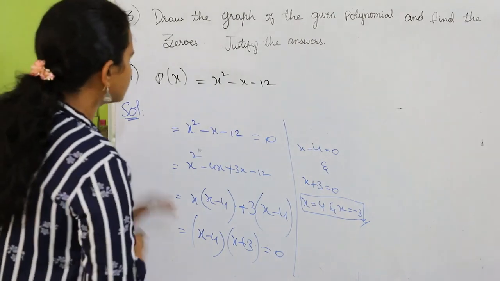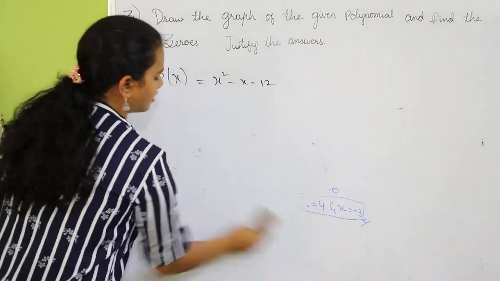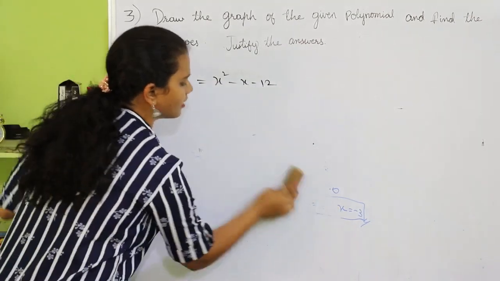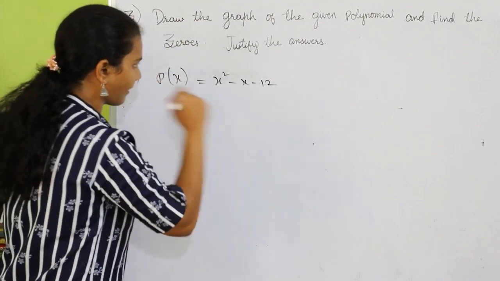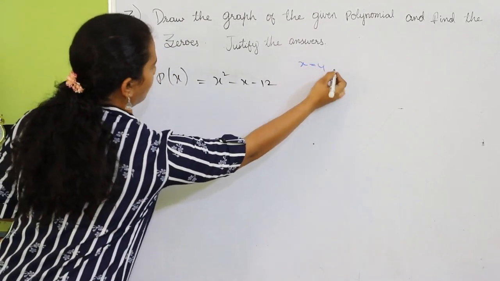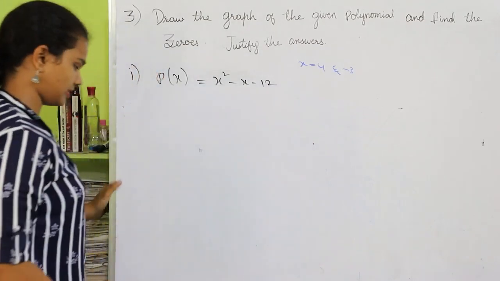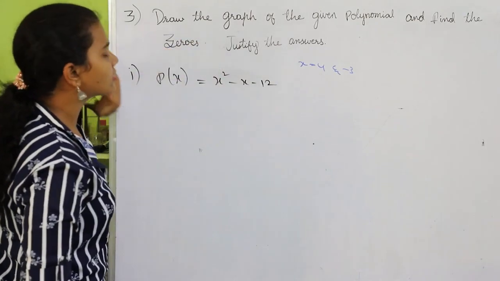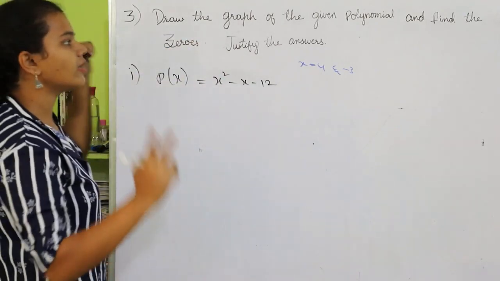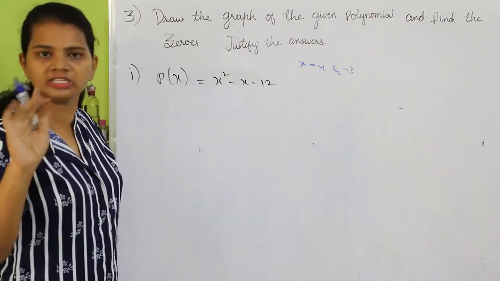Now what to do guys? We got the zeros of the polynomial. The zeros of the polynomial are x equals 4 and minus 3. Now, they ask to draw the graph. So to draw a graph, we need points. Try to take more points while solving the graph.